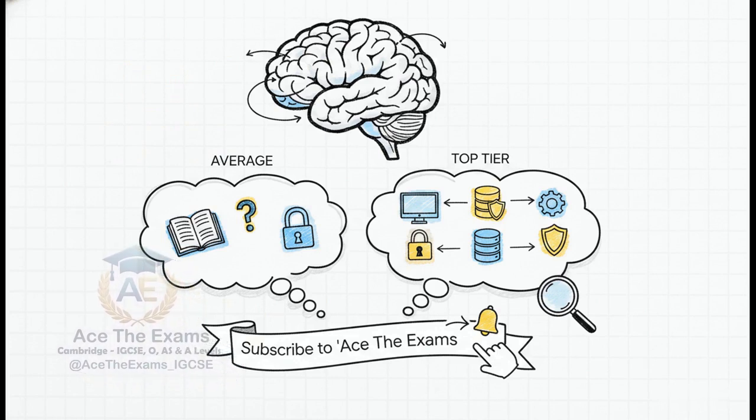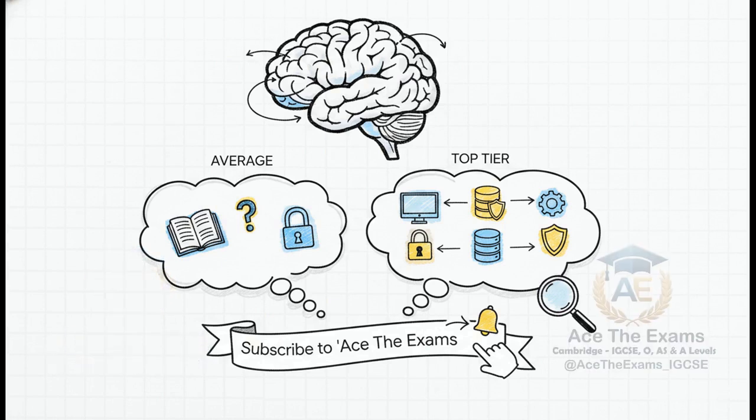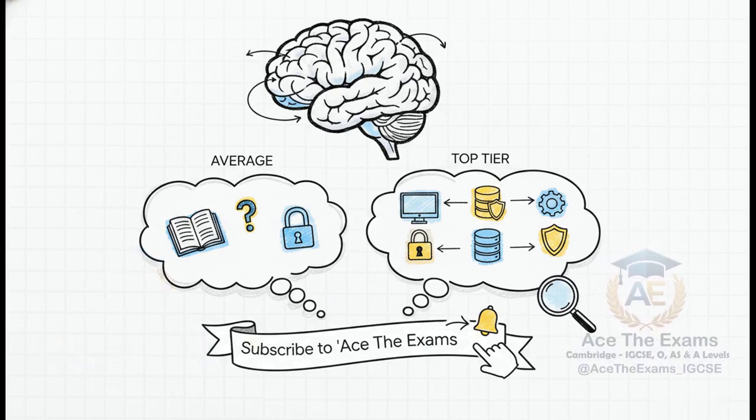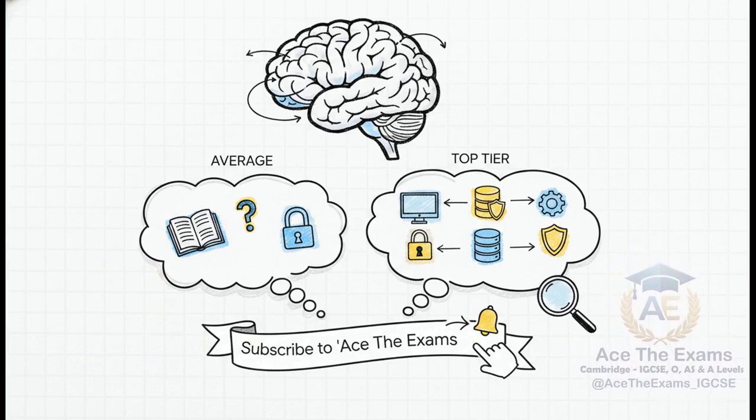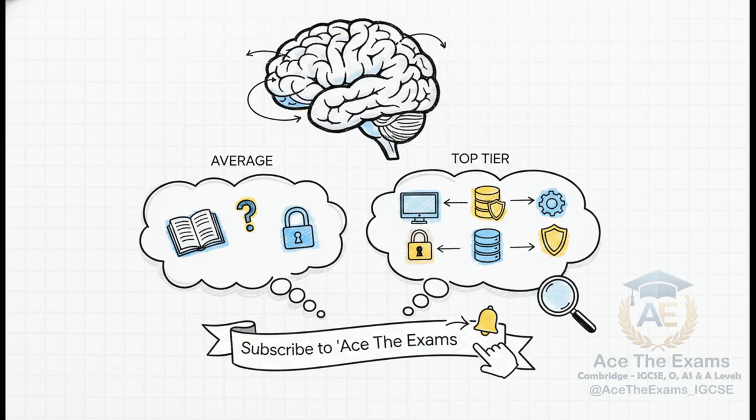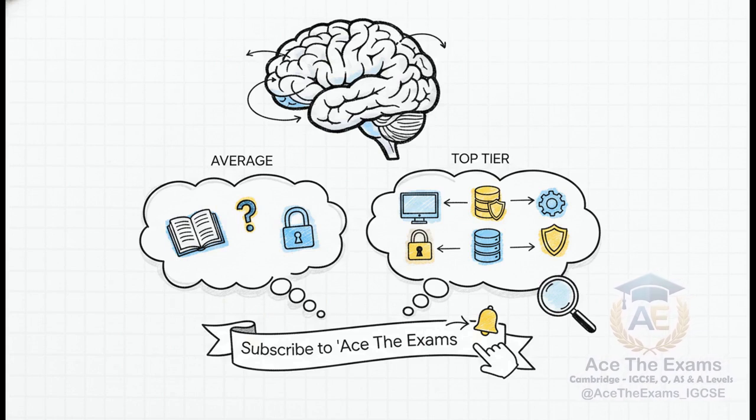Point, evidence, explanation, link. Your point is the BCS ethical principle. Your evidence is the cross-topic technical detail, like the SQL injection I just mentioned. Your explanation is how they interact, and your link ties it right back to the question's specific context. This is how top students structure every single answer.